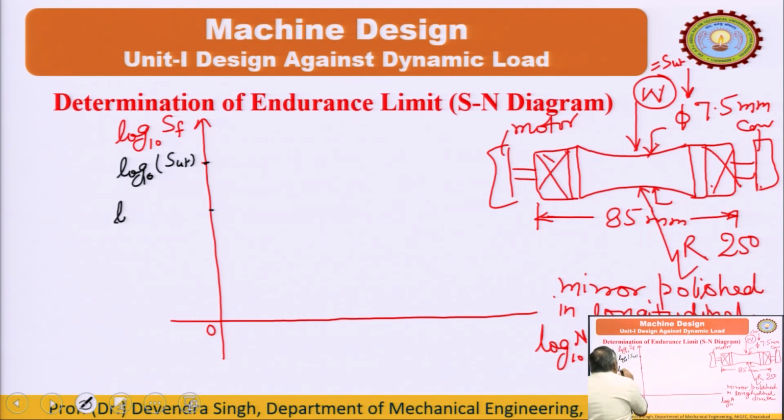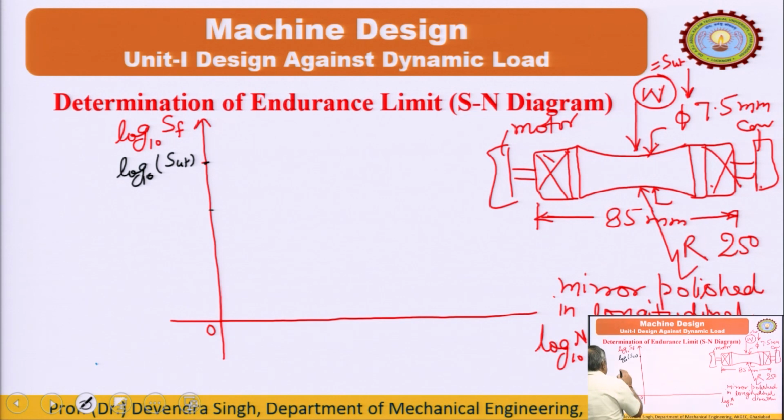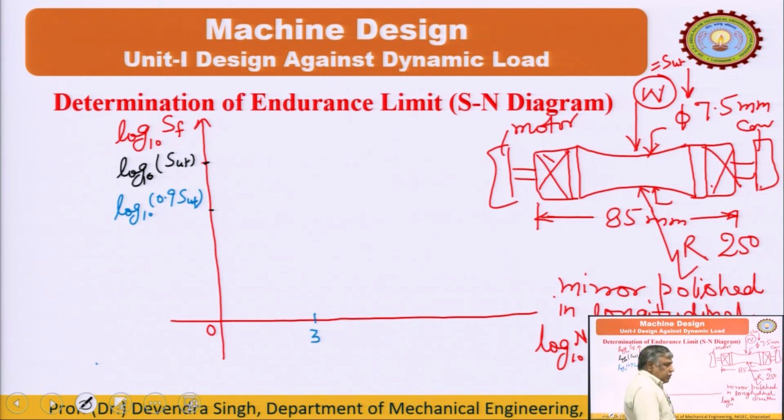हम इसके नीचे गए 90% तक. This is 90%, this is 0.9 S_UT. This is the ultimate tensile strength. We get a corresponding number of revolutions 10 to power 3. That is why on the abscissa this is 3, and there is a linear drop.